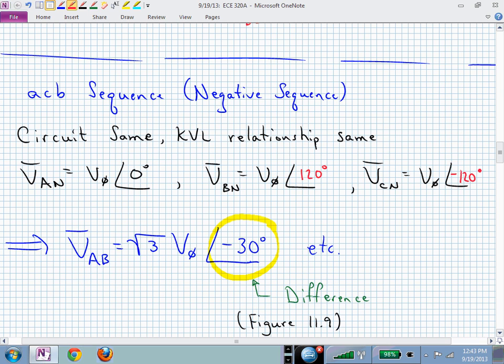And if you plug those values into the formula that we used before that we obtained from the KVL, you will find that now if you needed to convert between phase voltage and line voltage for a negative phase sequence, for an ACB, you still scale the magnitude by this square root of 3, but now it is behind the particular phase voltage by 30 degrees.